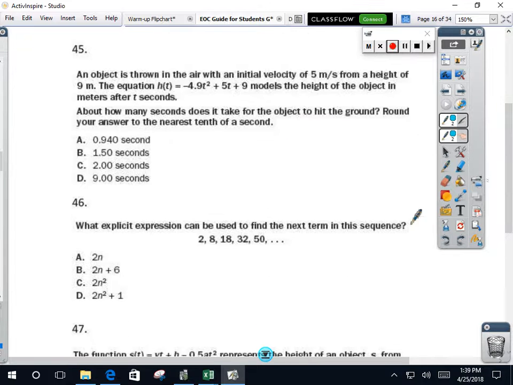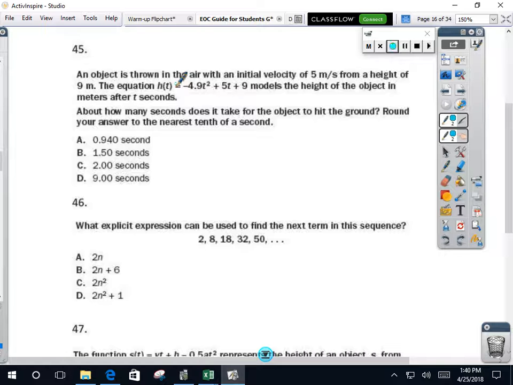Number 45, an object is thrown in the air with an initial velocity, that's speed, of 5 meters per second from a height of 9 meters. The equation h of t equals -4.9 t squared plus 5t plus 9 models the height of the object in meters after t seconds. About how many seconds does it take for the object to hit the ground? Round your answer to the nearest tenth of a second.